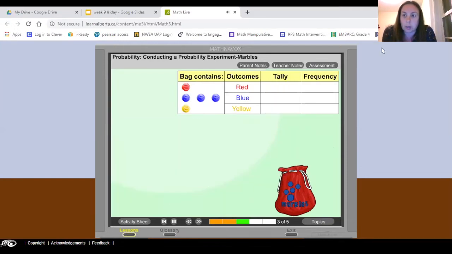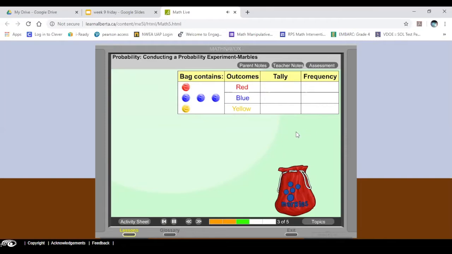For this experiment, we'll draw a marble from the bag 50 times. We'll record the results on this frequency diagram. Each time a marble is drawn, we will record it and then return it to the bag. We'll add a tally to the chart each time a particular color is drawn. We'll then use the tallies to determine the frequency, or the number of times each color was drawn.